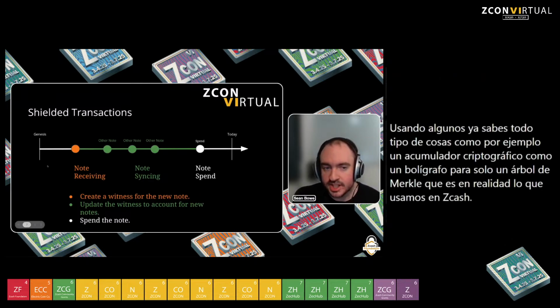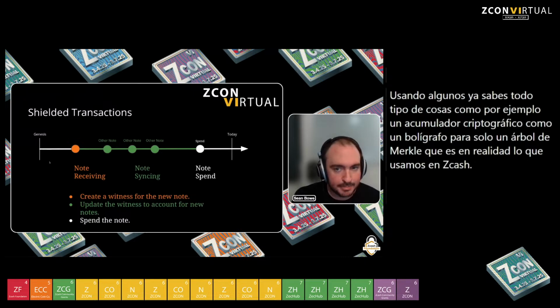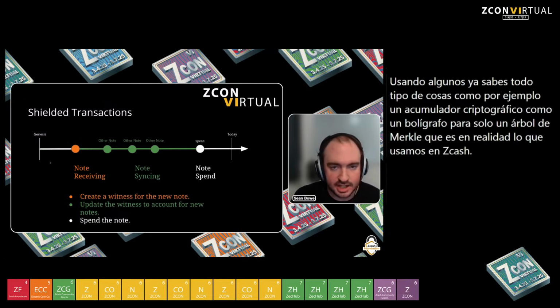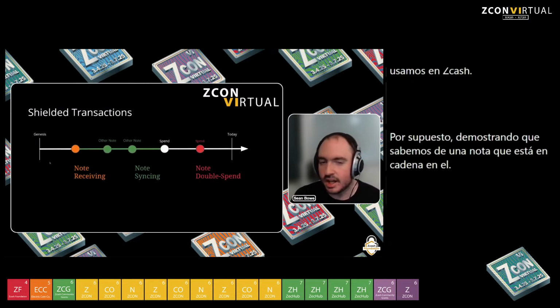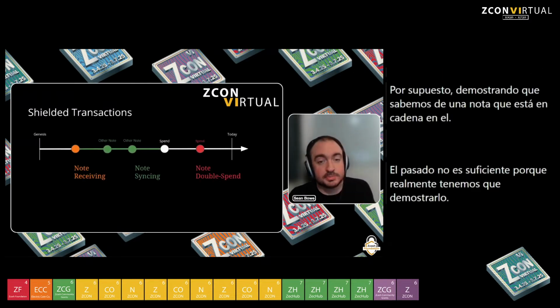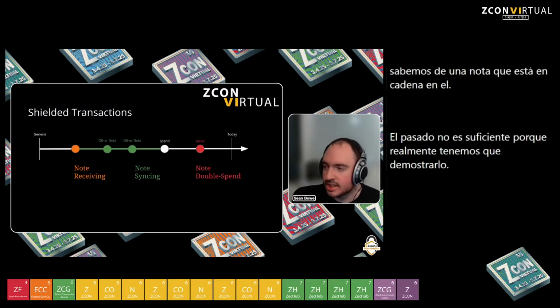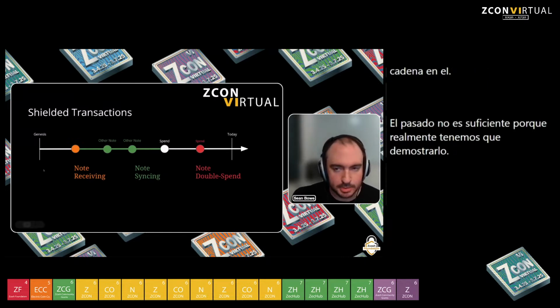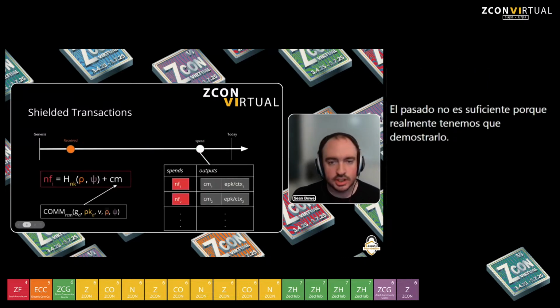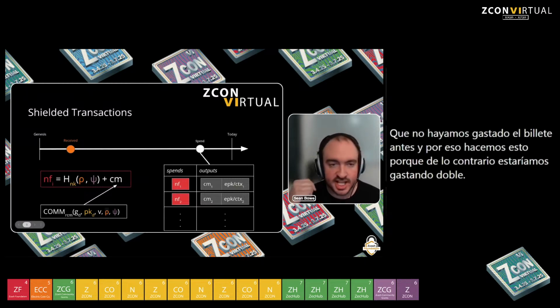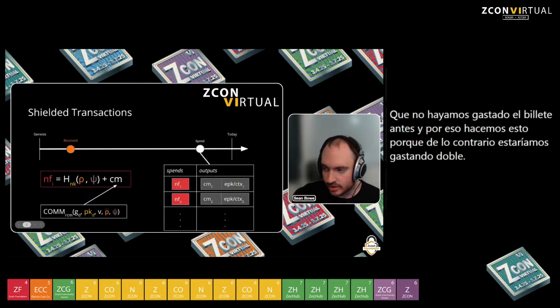Of course, proving that we know of a note that is on chain in the past isn't sufficient, because we actually have to prove that we haven't spent the note before. Otherwise, we would be double spending. So we do this with the use of a nullifier. Transactions reveal nullifiers inside of all the spend objects.